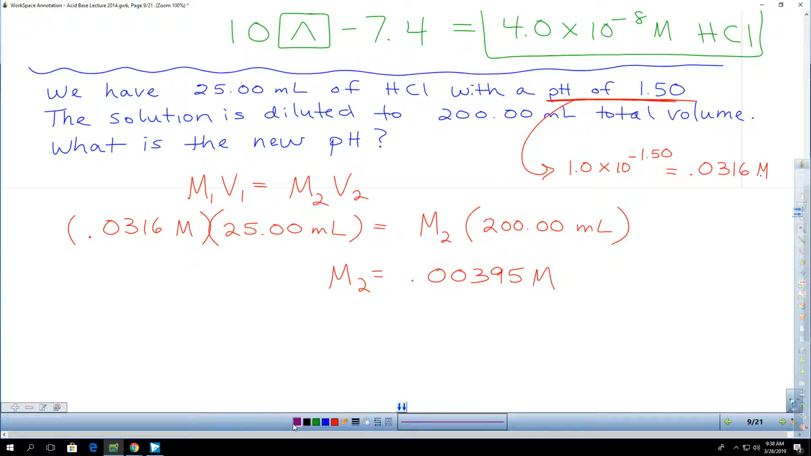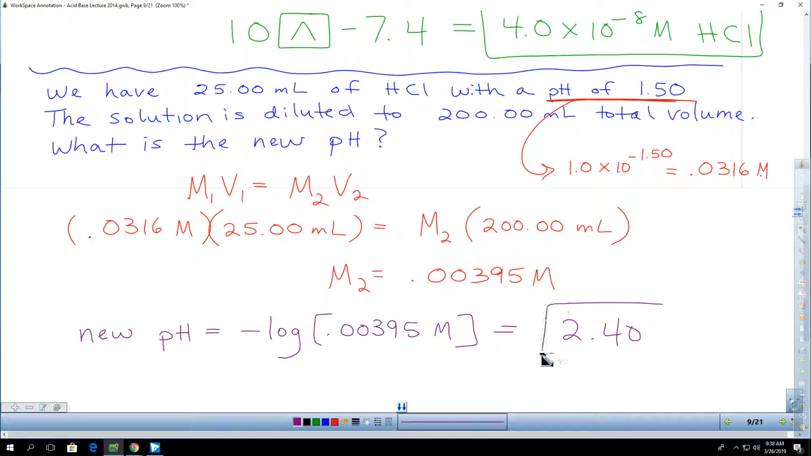Sweet. So now that I know the new molarity, I can say the new pH is just opposite log of 0.00395. There. So I can plug that in to my calculator. Opposite log 0.00395. And I get about a 2.4. Oh, is that good stuff?